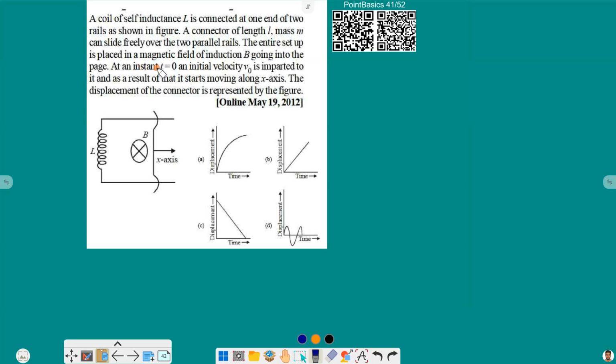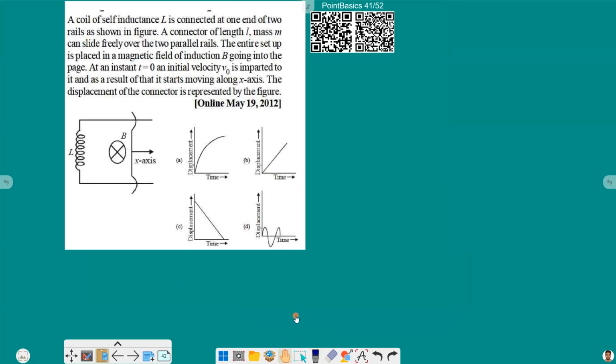At the instant t equals 0, an initial velocity is imparted to it, and as a result it starts moving along the x-axis. So we give it some velocity along the x-axis. The displacement of the connector is represented by the figure. So we have to represent the displacement of the connector by any of the given options.